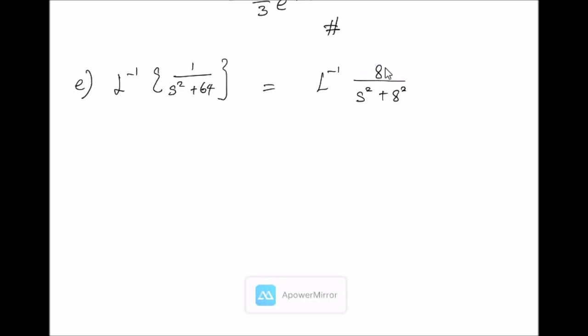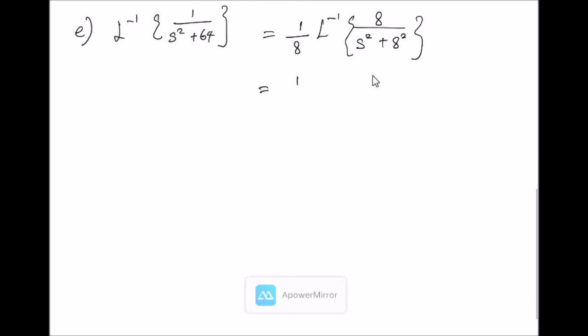But this 8 is extra. In the question, we don't have this value. So we need to divide by 8 so that you can eliminate the value. So I multiply by 1 over 8. So this will be equivalent to 1 over 8 sine 8t.